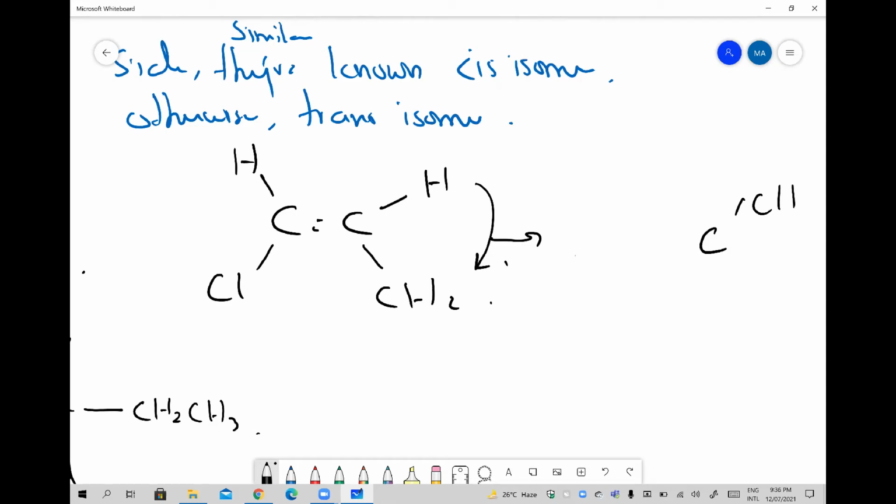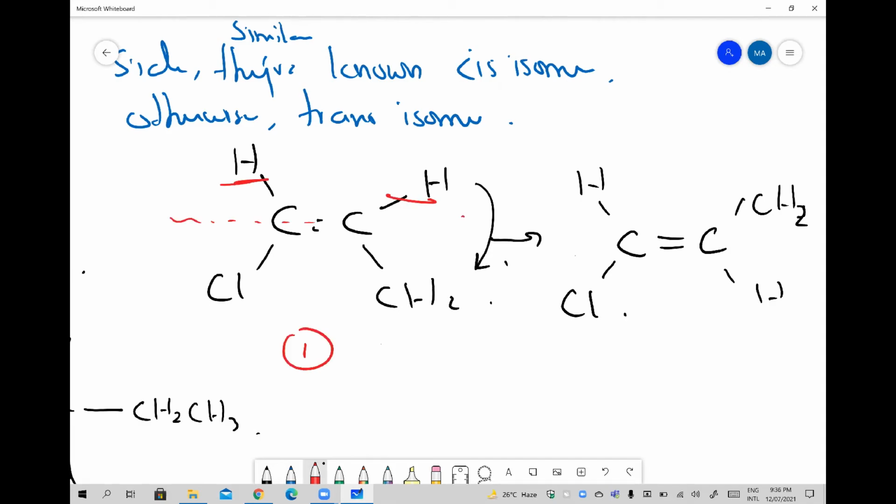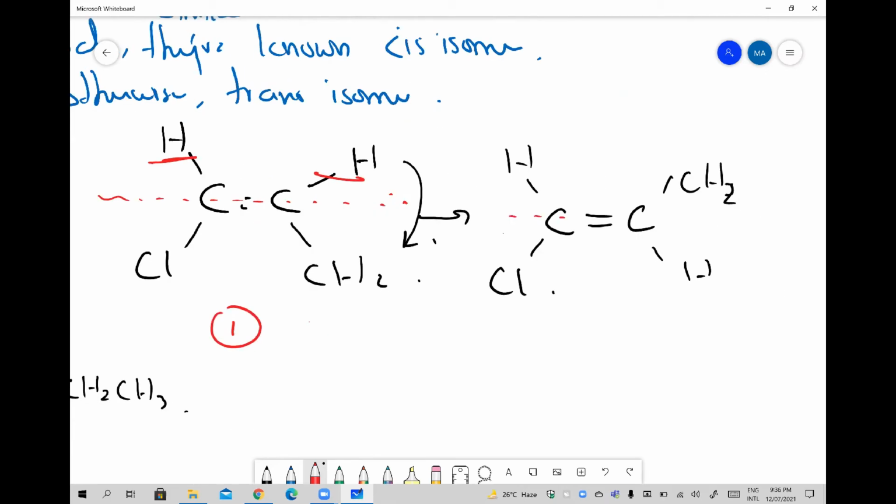That way we were simply altering the position of these two, and we can let the first one remain as it is. This way, if you look at the first compound here, it has both of the hydrogens on the same side, this upper side, whereas the second one has these hydrogens on different sides, one on the upper side and one on the lower side. This is why the first one is known as a cis isomer and the second one is known as a trans isomer. For a cis isomer, the two similar atoms must face the same side. For a trans isomer, the two similar atoms must face different sides.